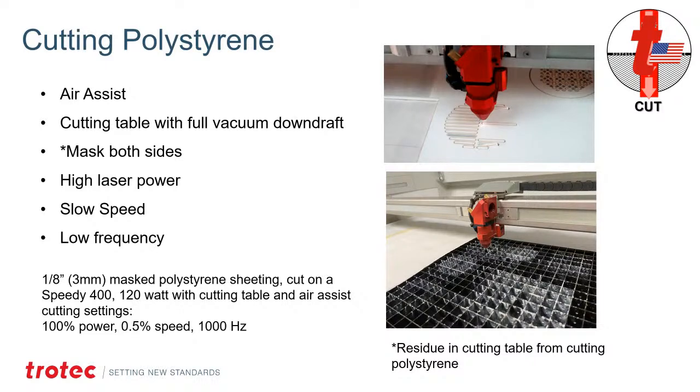It literally produces this white, sticky residue that comes out as that push-pull action comes from the air assist. But when you do this process right, you mask both sides, you use air assist, and you cover up all your vacuum cutting table so that you have a vacuum pulling through, we get a very, very clean finished result. Here are the settings at the bottom for the 1/8" polystyrene cutting, using a Speedy 400 120 watt laser with air assist at 100 power, 0.5 speed at 1000 hertz.